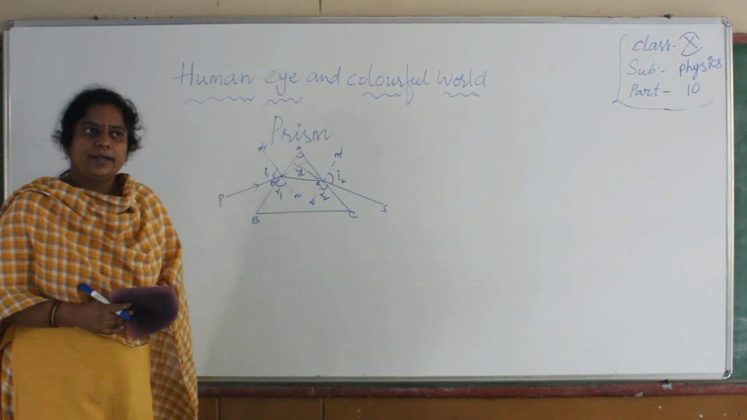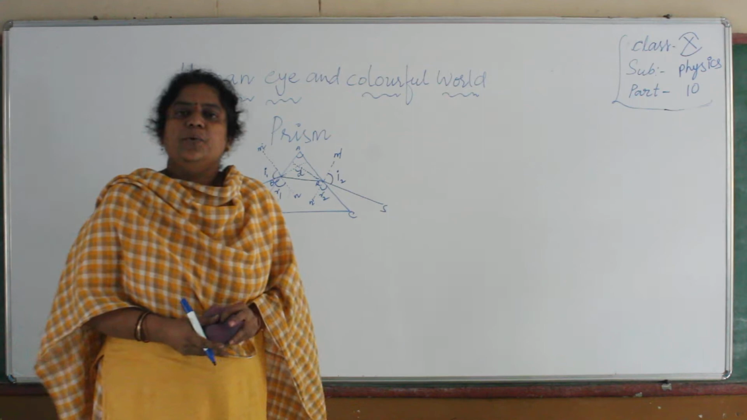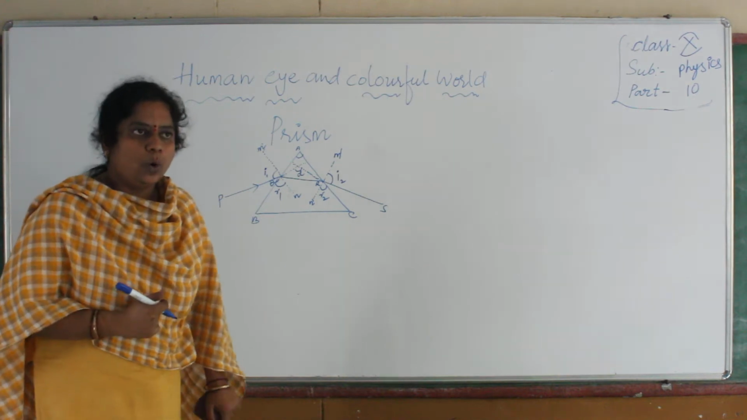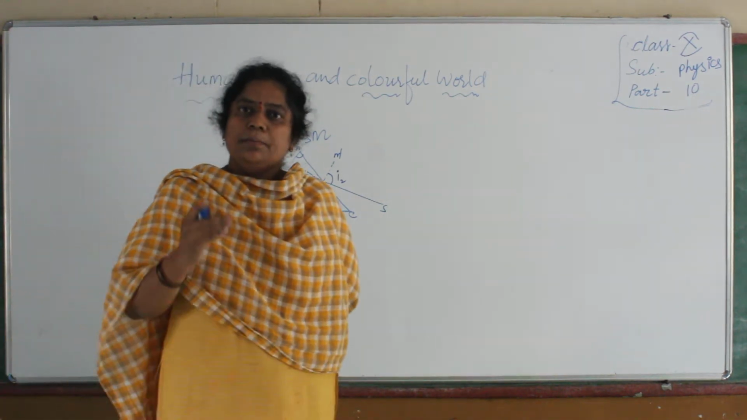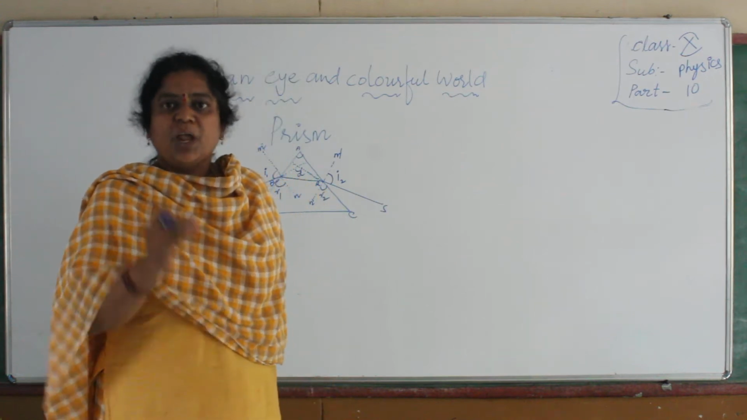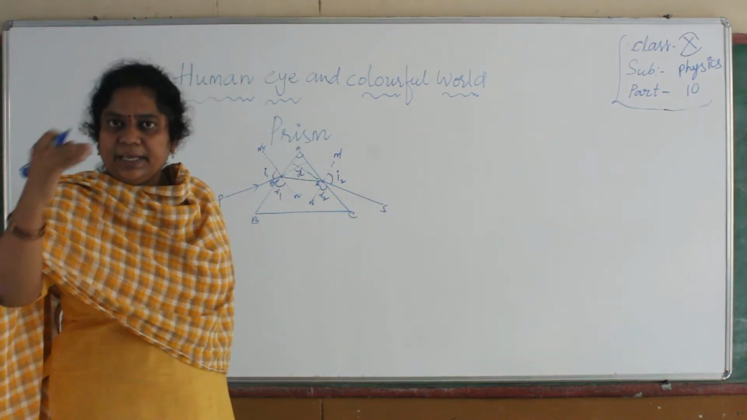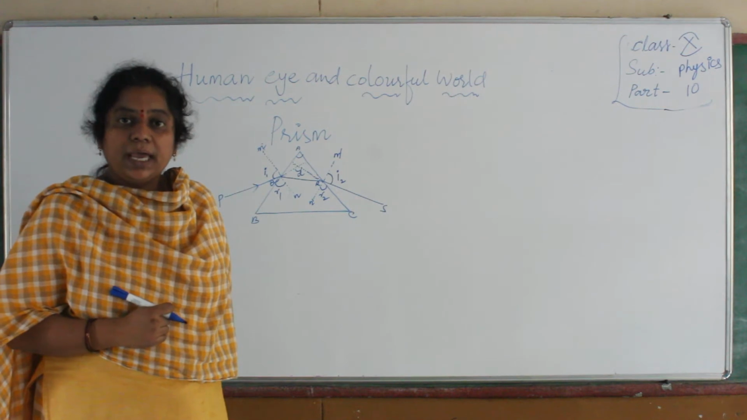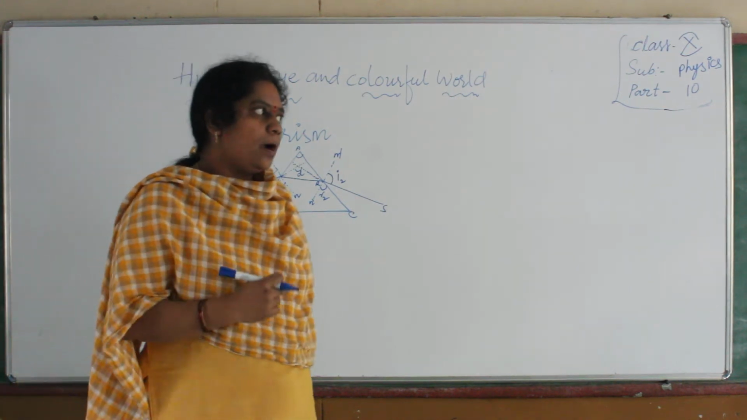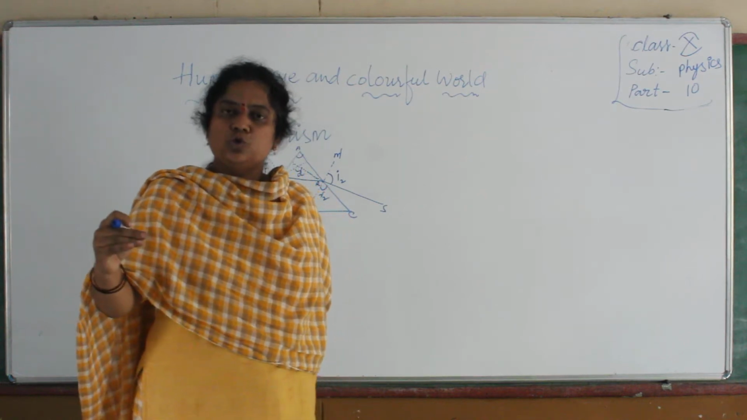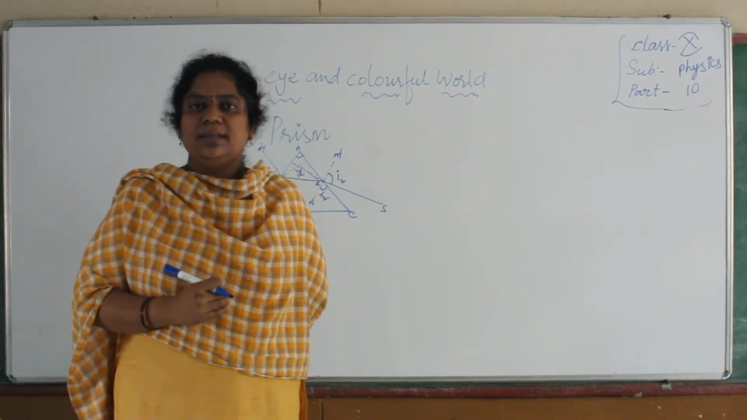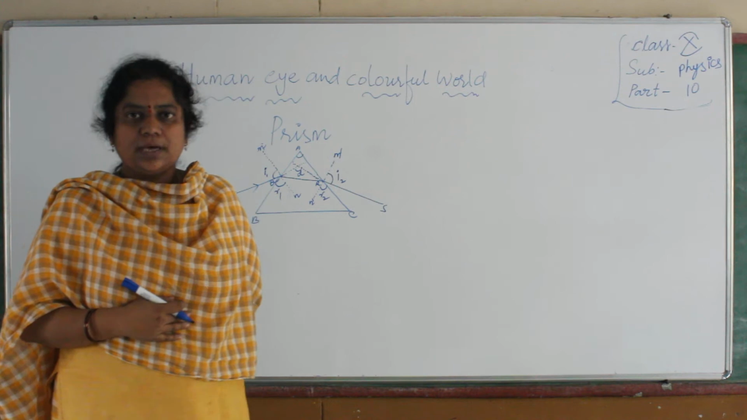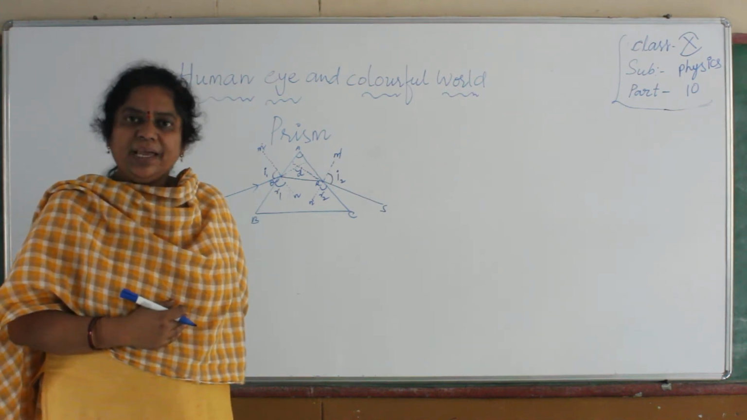Okay children, already in the previous video we discussed eye defects. I told you about myopia, hypermetropia and presbyopia. Myopia means able to see the near objects, and the correction for a myopia patient is the biconcave lens. And I told you hypermetropia means the person will be able to see the farther objects but not the nearer objects. And the correction for the hypermetropia patient is a double or biconvex lens.